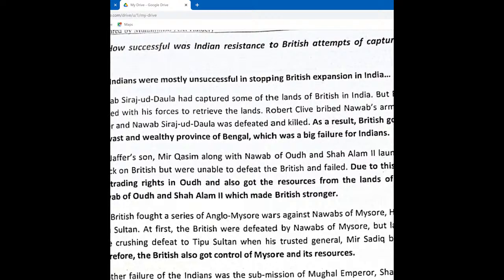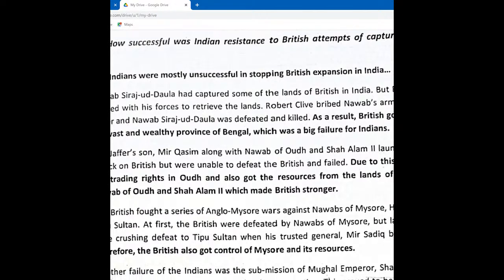But some of the times, for example, the Afghan War, or you could say the initial resistance in Punjab, or the resistance shown by the armies of Tipu Sultan in the Anglo-Mysore Wars. Some of these events are accounted as successes in terms of the Indian resistance to British attacks. So yes, Indians were mostly unsuccessful in stopping British expansion in India.